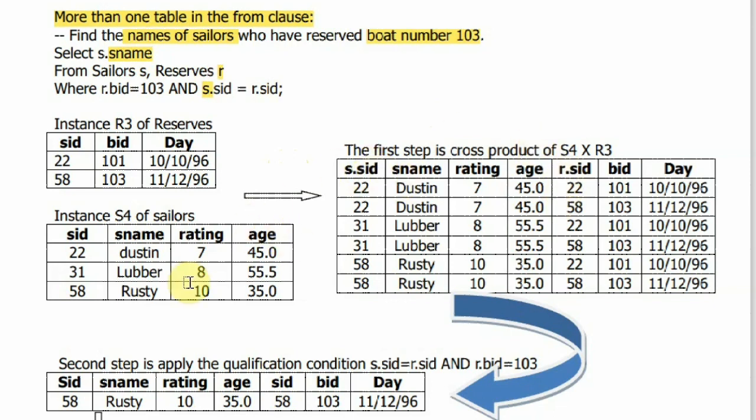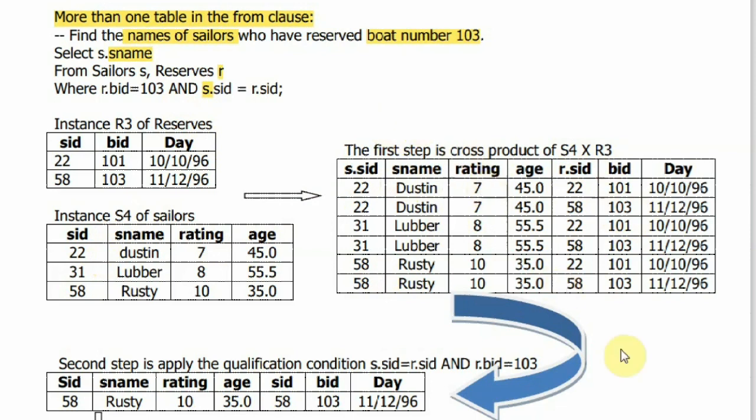So I have S.SID, all the attributes from the sailors table, the 4 attributes, and the 3 attributes from the results table. All this comes into the cross product. And now the condition is applied. After the cross product, the condition from the where clause is applied.